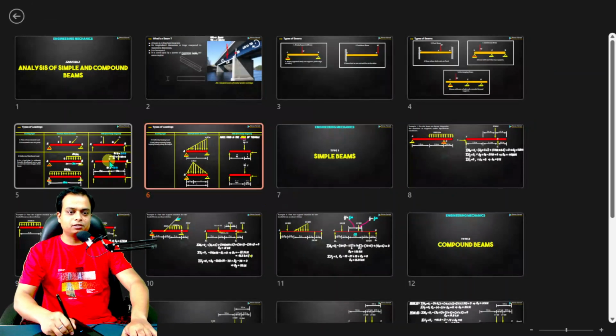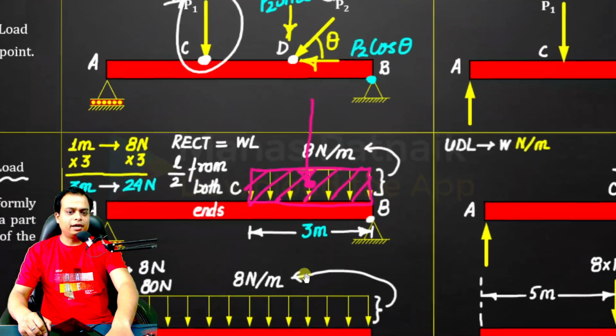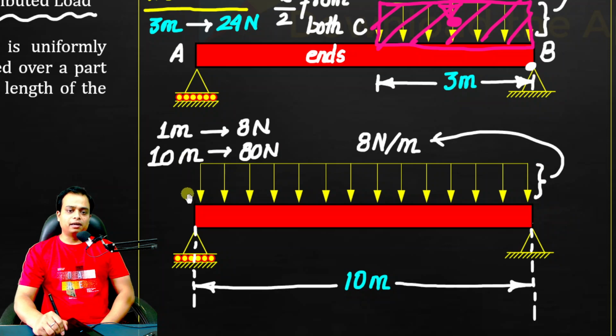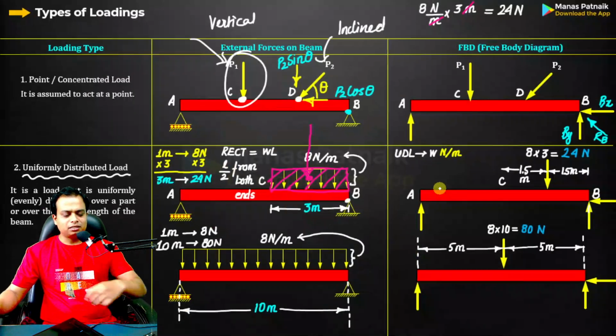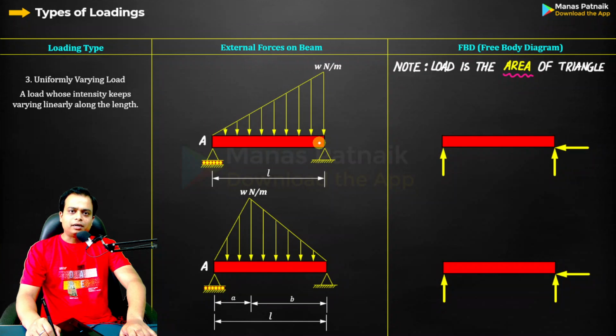In the previous case, this height was 8, right? And you said that this uniformly distributed load looks like a rectangle, where the length is 10 and the height is 8 Newton per meter, obviously. But this is a slightly different kind of geometry. This is a right angle triangle. First of all, let us talk about this right angle triangle.